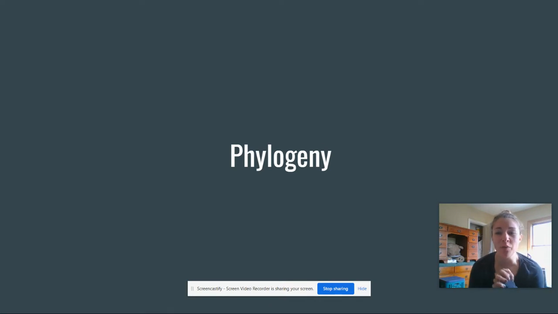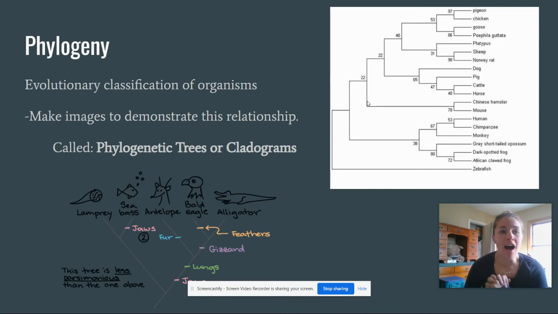Today we are just going to go over the basics of phylogeny, which means, next slide, evolutionary classifications of organisms. As you can see in the picture above me, it's kind of like a family tree of a bunch of different things that aren't actually really related to each other. If you look at the tree up above me right now, you can see different organisms that are closely related to each other.